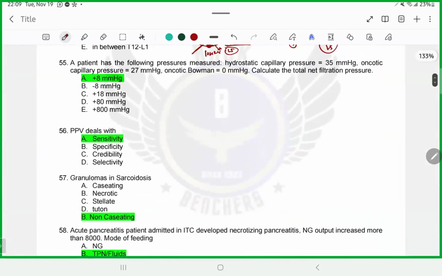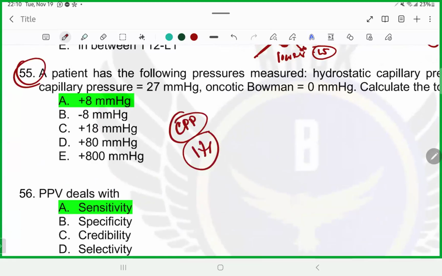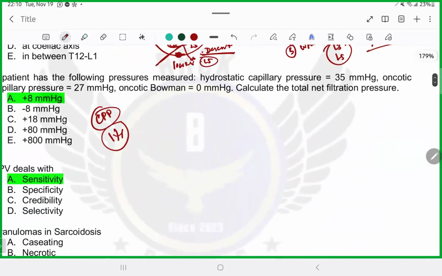A patient has the following pressure measured: hydrostatic capillary pressure. Very easy and simple question, guys. And I felt very happy that this question came. I told my candidates during our calculation videos, CPP, hydrostatic pressure, what do you do if you get this question? They had a very good possibility to get this question in the September exam. And I told them, what do you do?